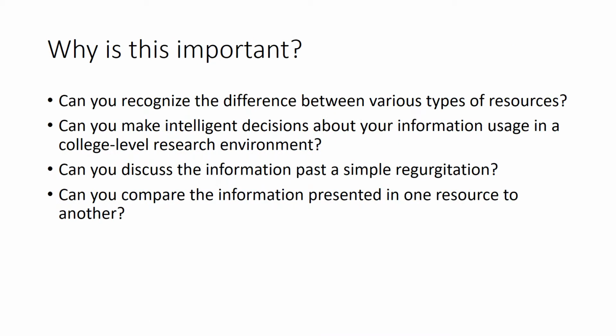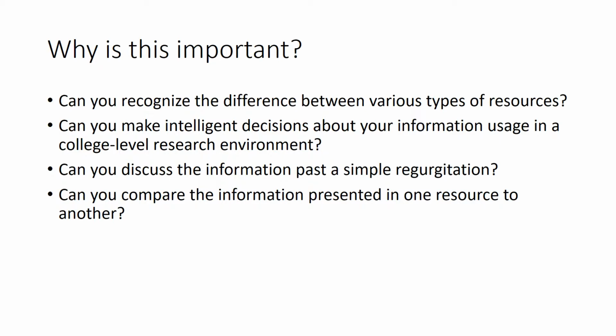So why is this important? The whole point of doing an annotated bibliography, or why your professor may assign it, there's a bunch of different reasons. Number one is your professor wants to see if you can recognize the difference between various types of resources. When you go to cite a resource, the citation is very telling, because the citation format is determined by the format of the item. So if you're citing a book, it looks different from the way you would cite an article versus how you would cite a web page, etc.